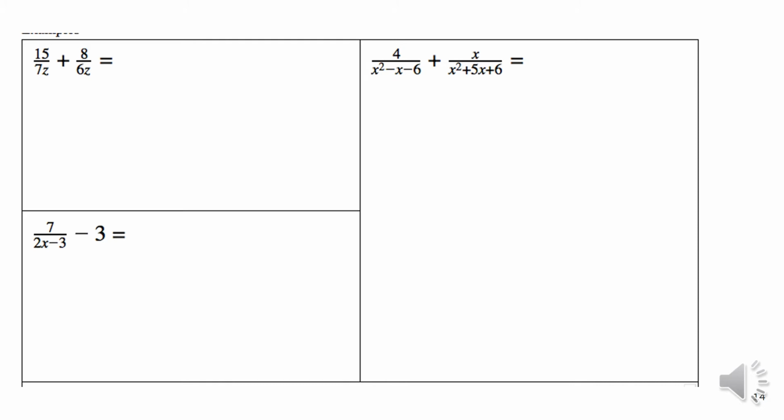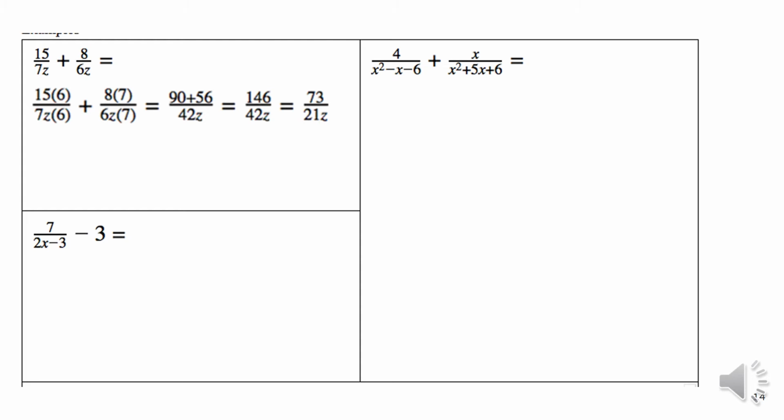15 over 7z plus 8 over 6z. Both of our denominators already contain a z, so let's just find the least common denominator between 7 and 6, which is 42. Therefore, we need to multiply the left fraction by 6 in the top and bottom, and our right fraction by 7 in the top and bottom, getting us 90 plus 56 all over 42z. We can simplify that fraction to give us our final answer of 73 over 21z.